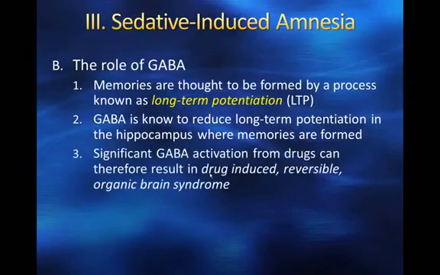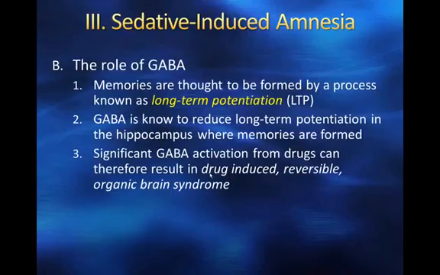So when we talk about having significant GABA activation from these drugs, we can therefore result in what we call a drug-induced reversible organic brain syndrome. Essentially, it's like temporary reversible brain damage, where the person has amnesia for the time that they're under the influence of these drugs.